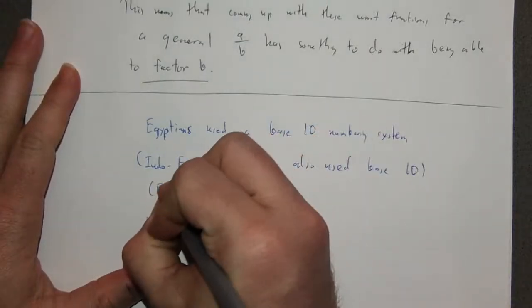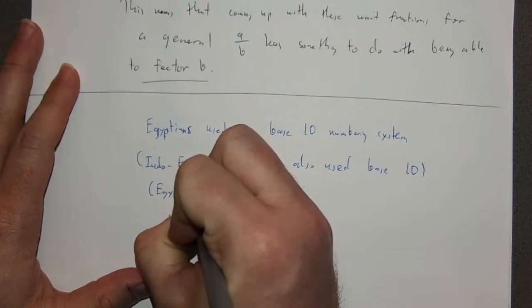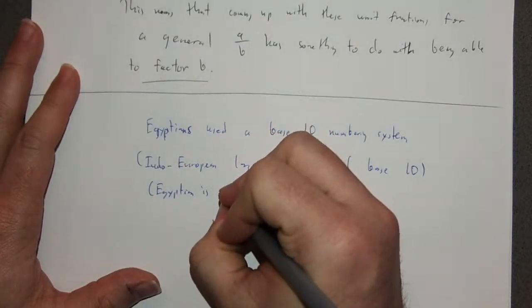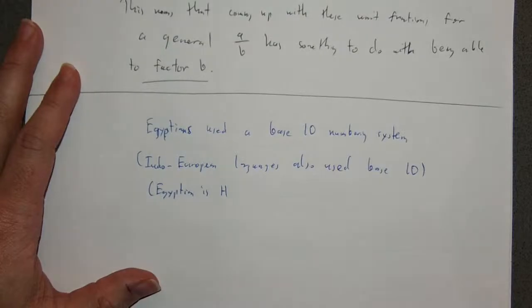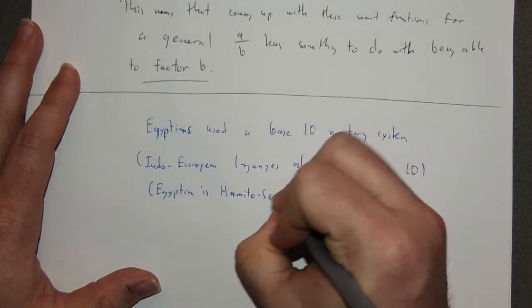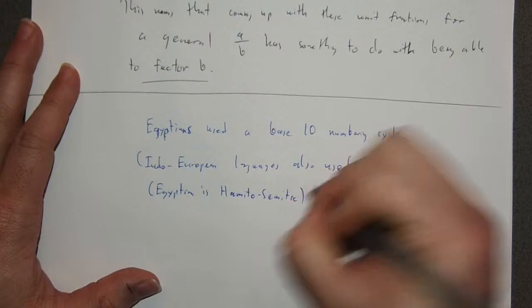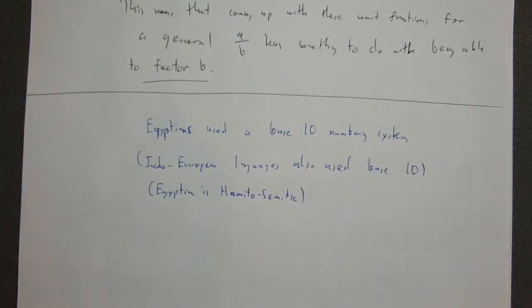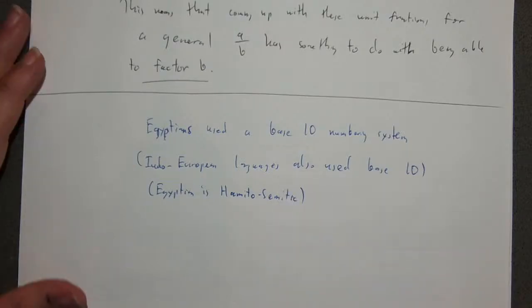Anyway, Egyptian is not Indo-European. I think it's Hamito-Semitic. But it used a base 10 numbering system as well. There are some African languages, I think, that use a scale of 5, so it's base 5 basically. And of course, we can use any base.